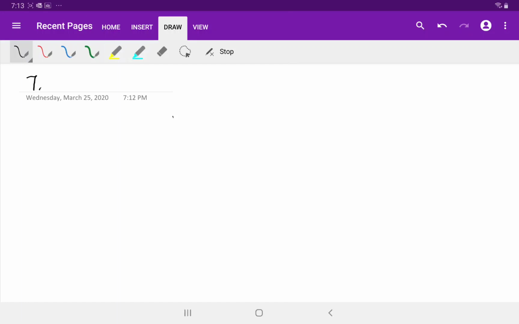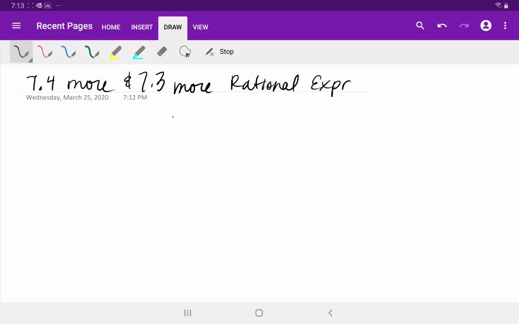Okay, this is 7.4 more and 7.3 more. Okay, and this is still rational expressions. Hope you guys are doing well. Okay, so rational expressions, we were doing adding, subtracting, simplifying, multiplying.